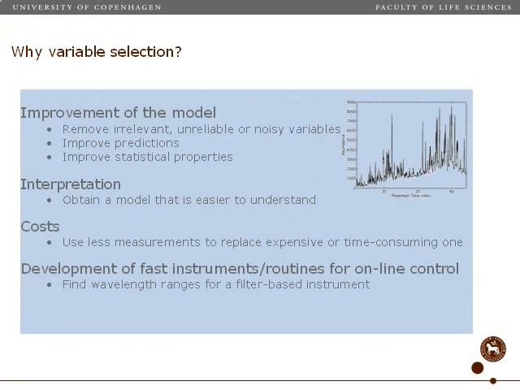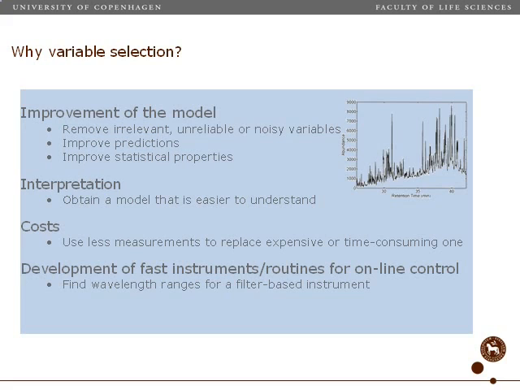Now that you have tried to build a PLS model, let's talk a little bit about why we want to do variable selection. In many cases, people consider variable selection simply because they want to improve predictions. And that is a perfectly valid reason for doing variable selection, but there's actually a lot of other reasons for why people want to do variable selection. Sometimes it's just to improve the model. For example, you want to get rid of noisy variables, or you want to improve statistical properties, or as I said, you want to improve the predictions.